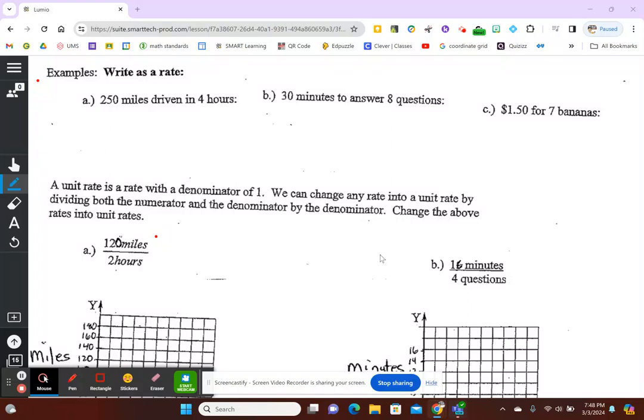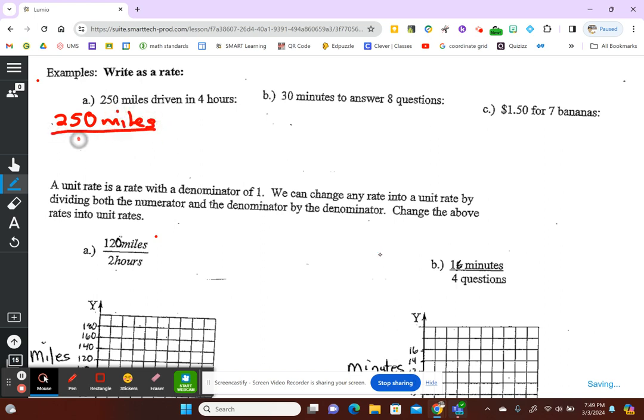Okay, so on page 15, we're going to go over unit rates. A unit rate is a rate where the denominator is equal to 1. You can change any rate into a unit rate by dividing both the numerator and the denominator by the denominator. So we are going to change this into a unit rate.